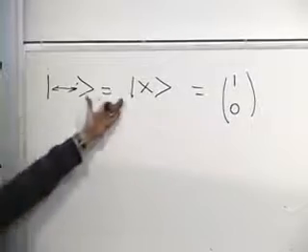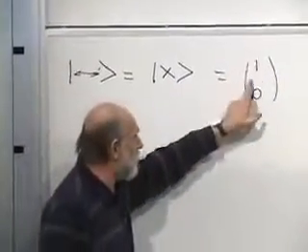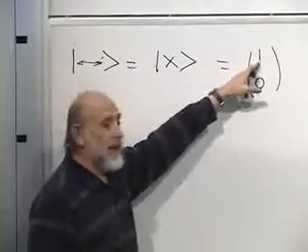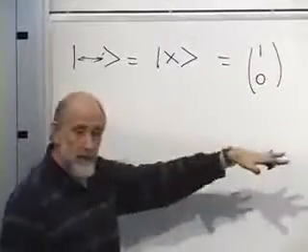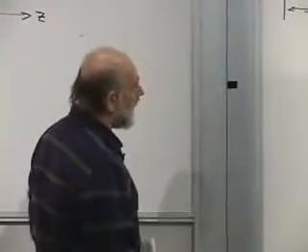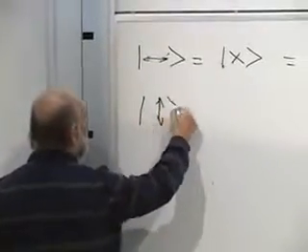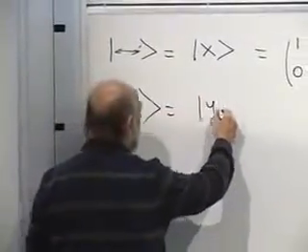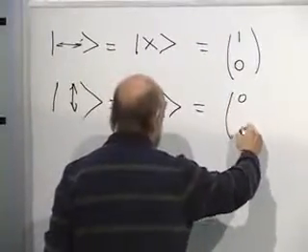This represents the vector polarized along the x-axis. Represent it by a column vector with a 1 here and a 0 here. The 1 indicates that it has probability amplitude 1 for being along the x-axis and 0 probability for being polarized along the other axis. These are three different notations I could use to describe the same thing. Then I have, of course, the other possibility that the photon is polarized in the other direction. We could call that a photon polarized along the y-axis, or we could call it the column vector 0, 1.